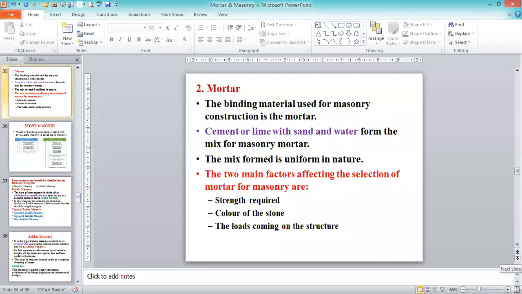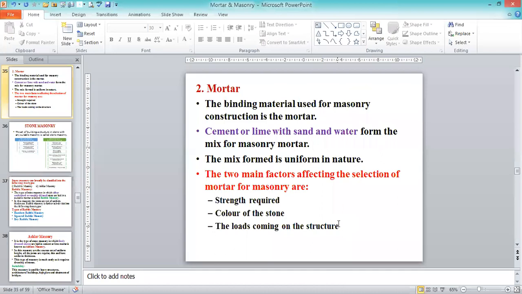Then the mortar is the second component material we use in stone masonry. Mortar is the binding material, made with cement or lime with sand and water. We already discussed the mortars: lime, cement, mud or surki mortar, gauged mortar, and other types. But since stone masonry is heavy construction, the first preference is given to cement and the second preference is given to lime.